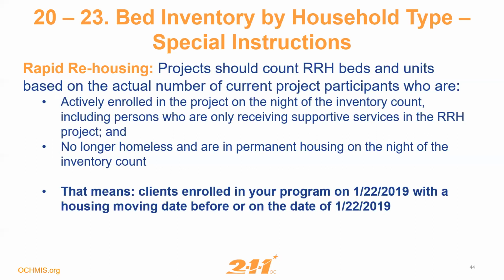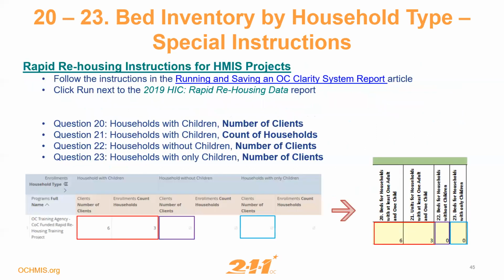So now we're going to go over the instructions of how to get the information that you need to calculate the beds and units you'll report. So this is the rapid rehousing instructions for HMIS projects. You're going to be following the instructions on that KB article to get to this report. You're going to click Run next to the 2019 HIC Rapid Rehousing Data Report, and you will receive a report output that looks like the screenshot down below.